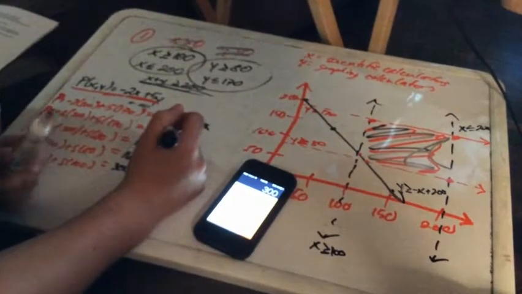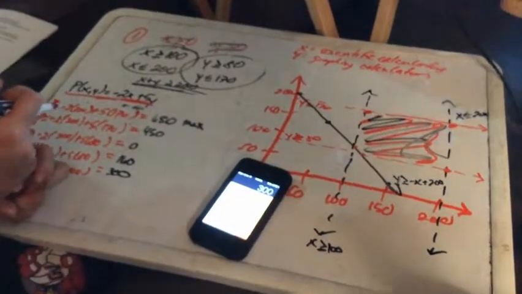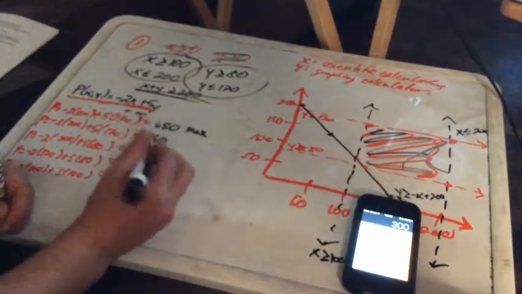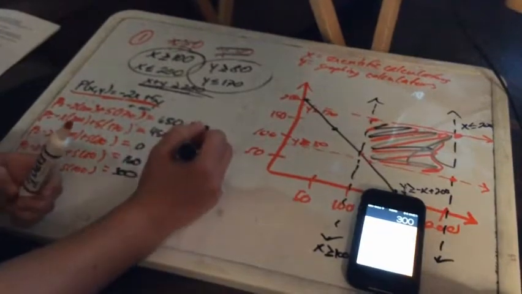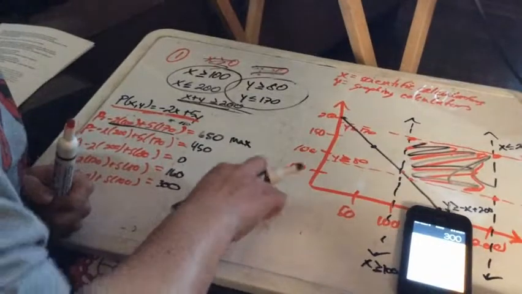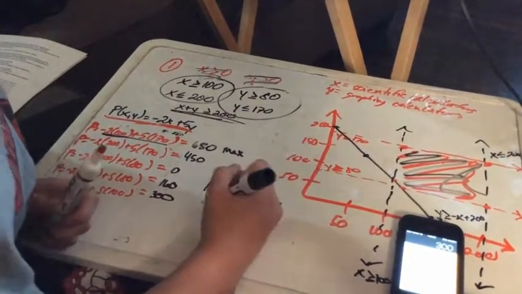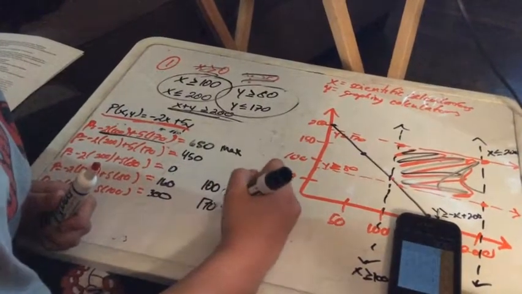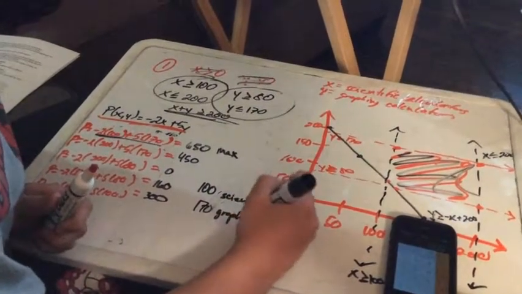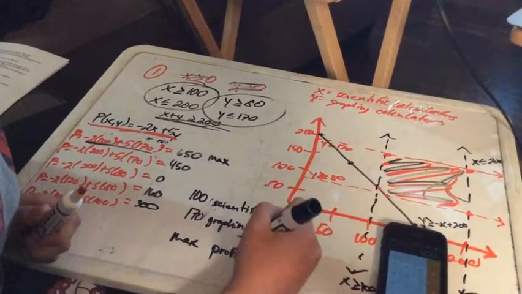and which means that the solution that we found is they can make 100 scientific and 170 graphing to reach maximum profit.